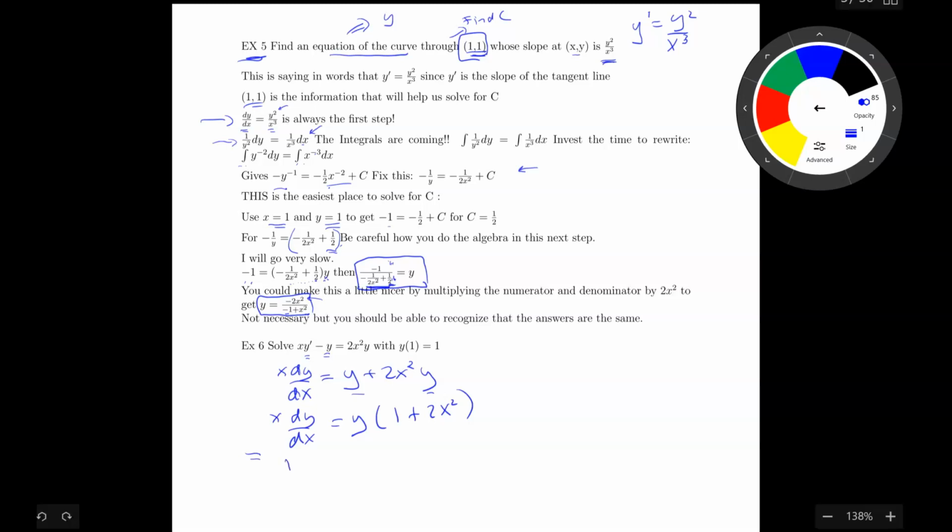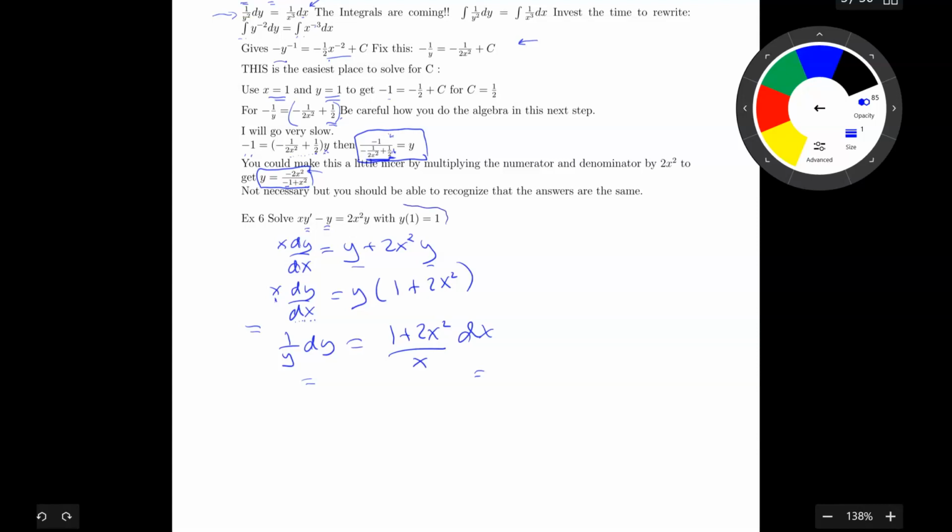So I'd have 1 over y dy, and then I'm going to multiply by dx, and I'm going to divide by x to get it over here, right? Okay, there it is. So I've got all the y's by the dy's, all the x's by the dx's, and I'm reminding myself, I'm pausing right now, I have an initial condition, so let's remember to solve for the c. Okay, so let's take the integral. This gives me ln of y.